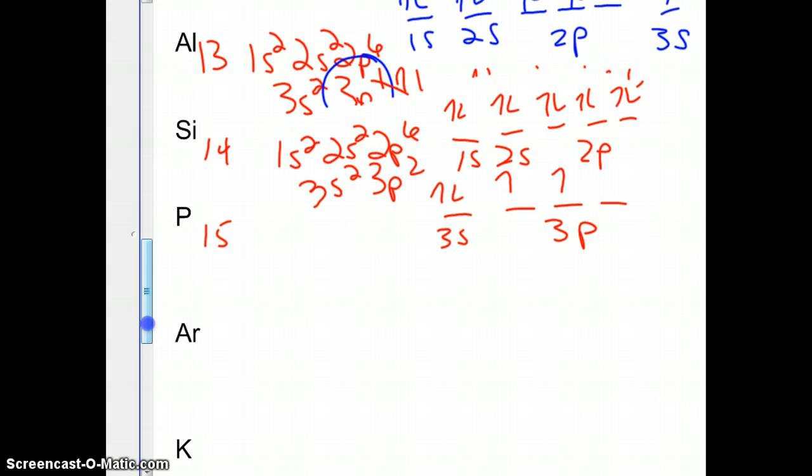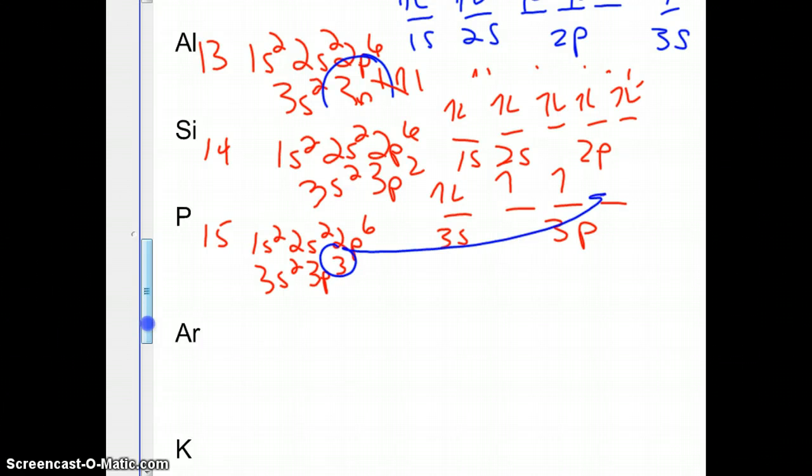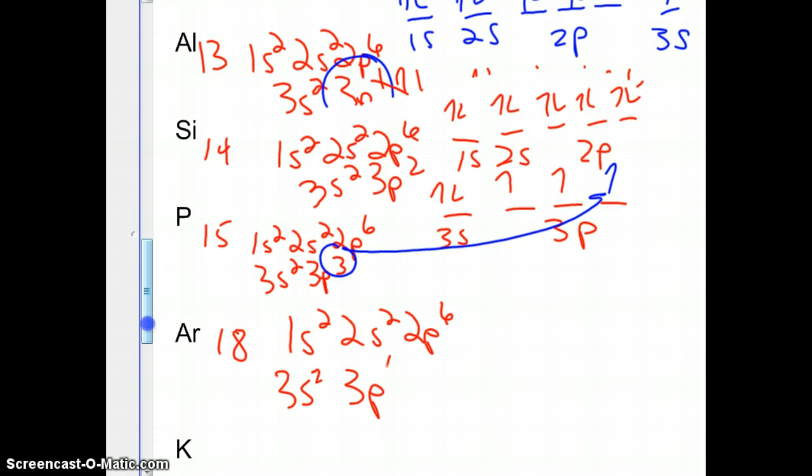Phosphorus has 15, 1s2, 2s2, 2p6, 3s2, 3p3. Now, instead of spending the time writing this all out again, I'm just going to add that third electron, and it's going to go here. Now, argon, notice I skipped, argon is number 18. 1s2, 2s2, 2p6, 3s2, 3p6. So instead of rewriting the orbital notation, for now, you guys should have written the whole thing out though. I will add the extra electrons.